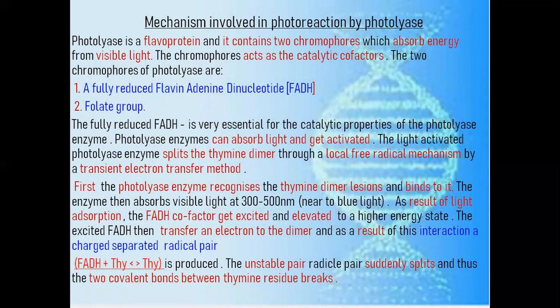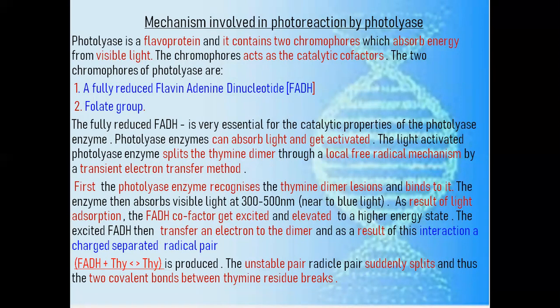Photolyase is a flavoprotein and it contains two chromophores which absorb energy from visible light, and these chromophores act as catalytic cofactors. The two chromophores seen in the photolyase enzyme are fully reduced flavin adenine dinucleotide, that is FADH, and a folate group. The fully reduced FADH is very essential for the catalytic properties of the photolyase enzyme. Photolyase enzyme can absorb light and get activated.